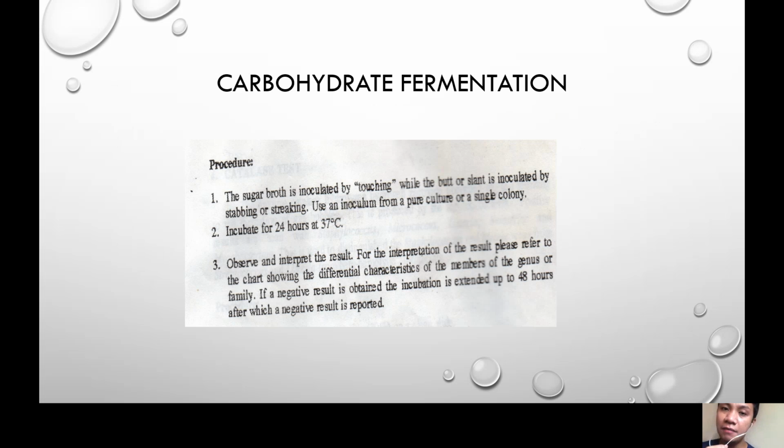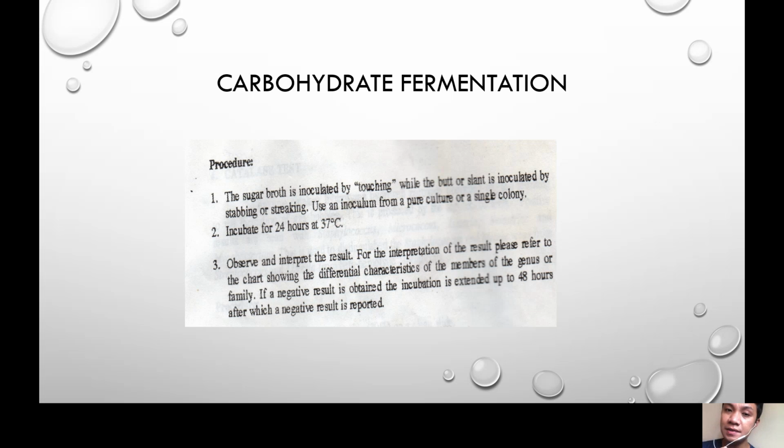Okay, the first one, we have your carbohydrate fermentation. This will identify your bacteria's ability to ferment carbohydrates that may be in the form of your glucose, your sucrose, or lactose. So you'll be needing a culture media in the form of your glucose broth or your sucrose broth or your lactose broth. Then the indicator for this one is your phenol red.